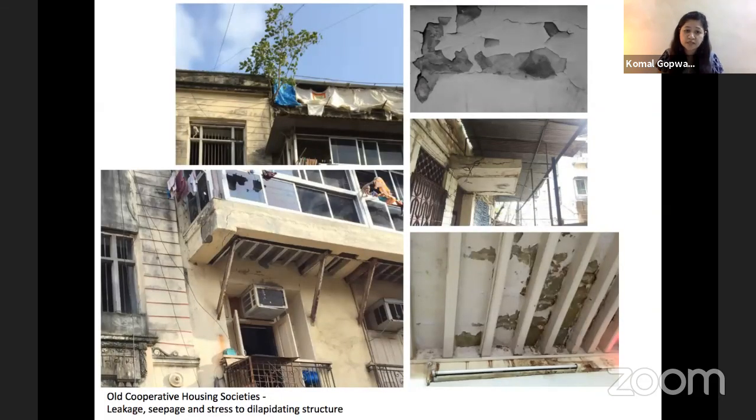In the fourth context, which was the old cooperative housing societies, it was general repair and retrofit due to neglect of maintenance, etc., that was mostly observed. That was a major stress due to the dilapidating structure. In some cases, there were balcony enclosures, or additional balconies that were added, which resulted in stress to the original structure. Of course, problems of seepage and dampness caused other problems like spoiling of plaster and exposure of the reinforcement, etc.